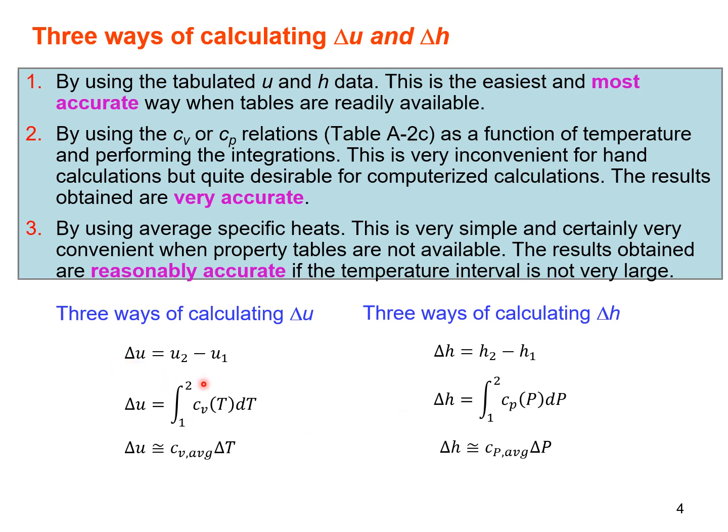So this is method 1. Method 2 is using the mathematical relationships and doing the integrals. And method 3 uses the average CV values. We'll look at an example near the end of the lecture when we use all 3 methods on a problem, and we'll compare them.